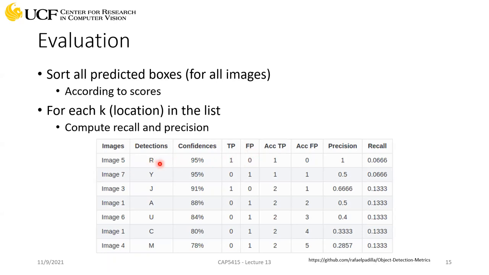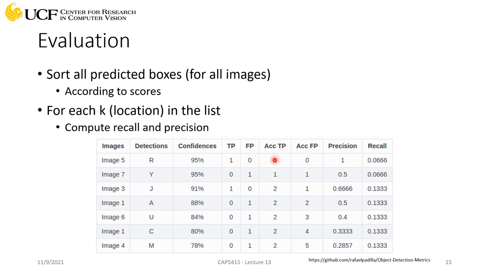In this case, for this particular detection, the class was correct. The IOU score was also good, greater than 0.5. So it's a true positive. That's why we have a 1, and we have a 0 because it wasn't a false positive. Now we have two more numbers, the accumulated true positive and accumulated false positive. In this case, the accumulated true positive will be 1, and for the accumulated false positive, we don't have anything, so it's a 0.